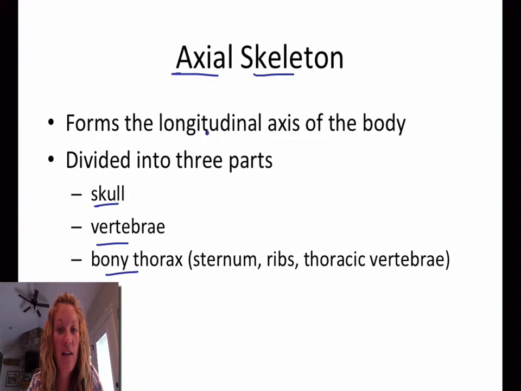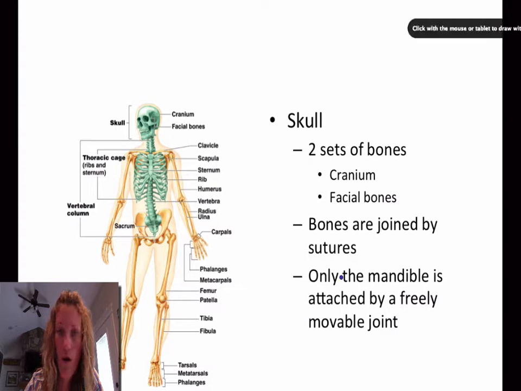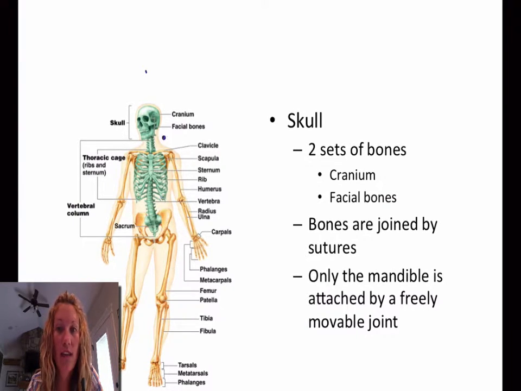So the axial skeleton forms the longitudinal axis of the body, and it's divided into three parts. You have the skull, the vertebrae, and the bony thorax, and the bony thorax is going to include the sternum, the ribs, and the thoracic vertebrae. Okay, so if we look at our little diagram here, everything in this kind of greenish color is going to be the axial skeleton, and then everything else is made up of the appendicular skeleton.